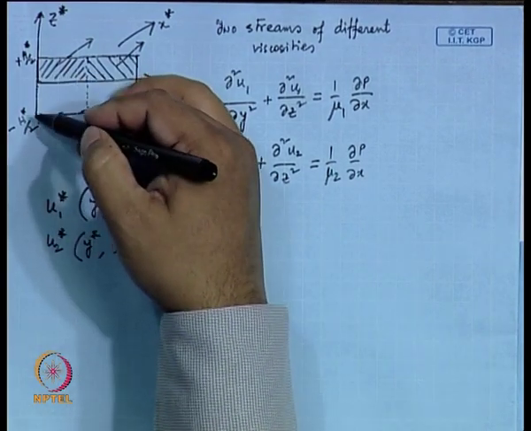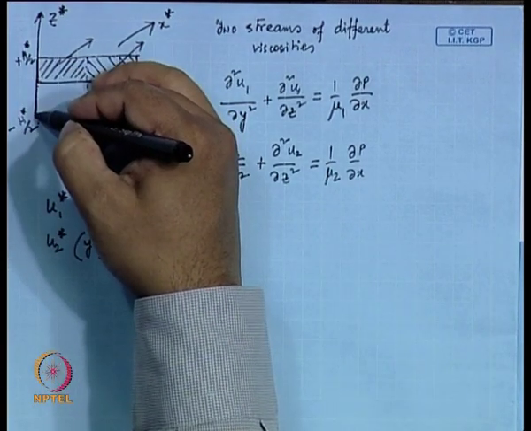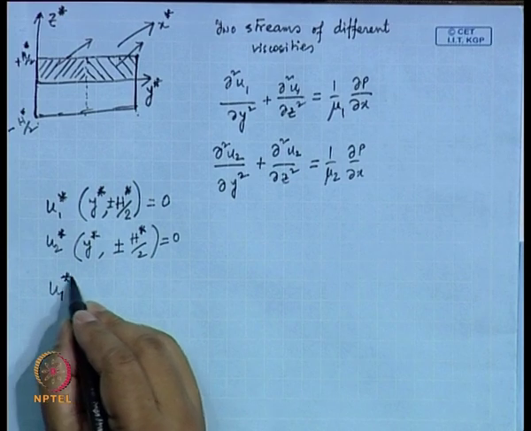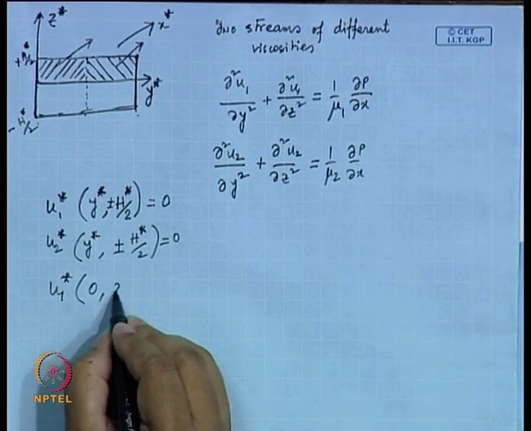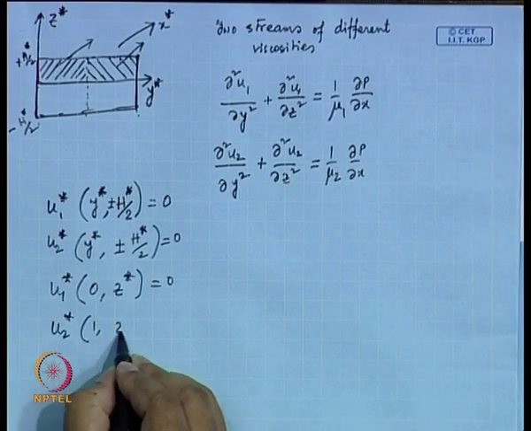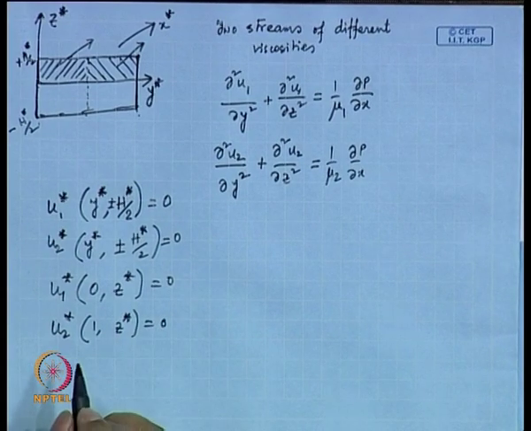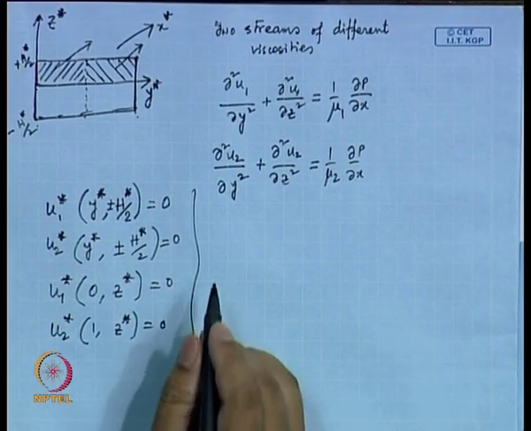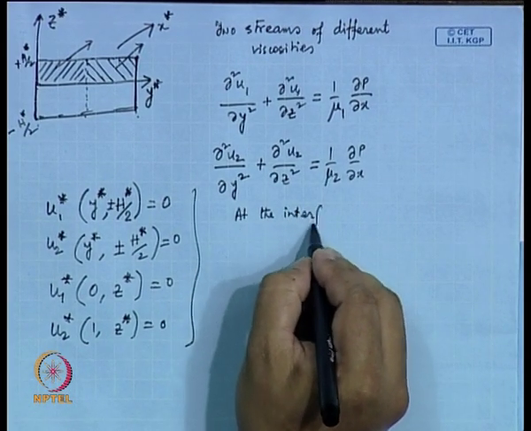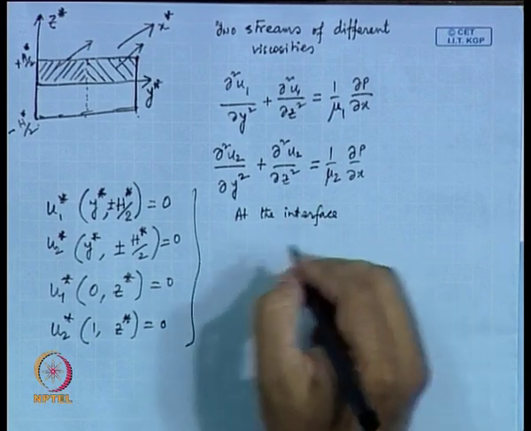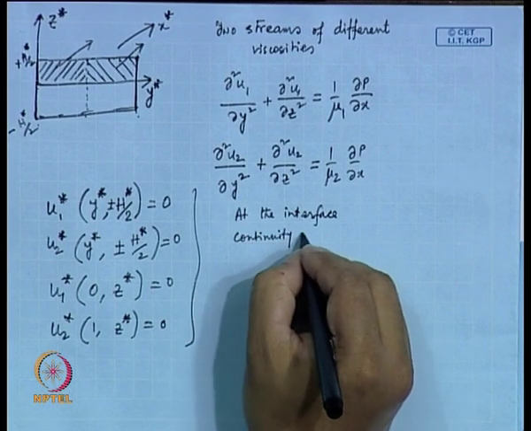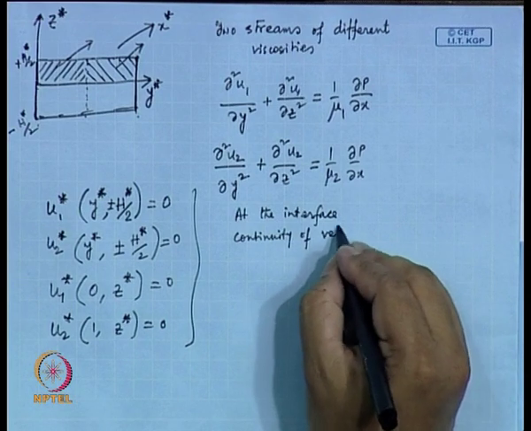Similarly, you will have a no slip boundary condition here. When it comes to this wall, it would be only u 1, and when it comes to this wall, it would be only u 2. So, u 1 star at z star equal to 0 would be 0, and u 2 star at z star equal to 0 would be 0, right. So, these are the boundary conditions you have. On top of this, at the interface you have to satisfy the continuity of velocity and shear stress.